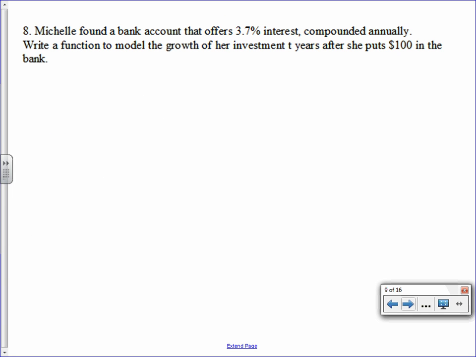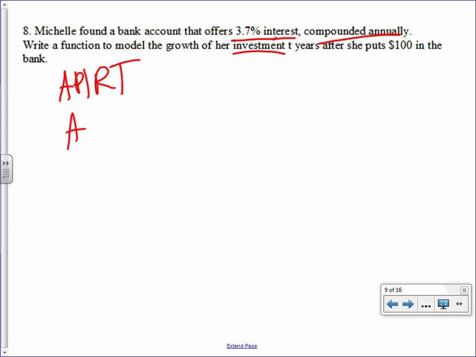Michelle found a bank account that's fantastic. It offers 3.7% interest compounded annually. Investment. All these things should be telling you that this is an A equals P(1 plus or minus r) to the power of t problem. Those are all clues. Now you have to know the actual formula. A equals P, 1 plus or minus r to the power of t. You have to know what each thing represents. A is final amount, P is principal or initial amount, r is rate as a decimal, t is time.